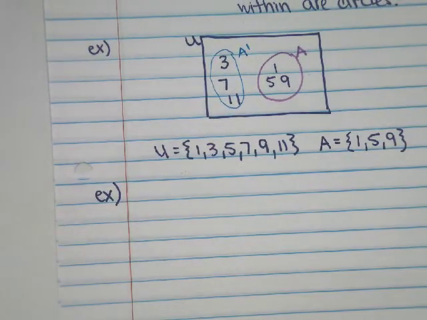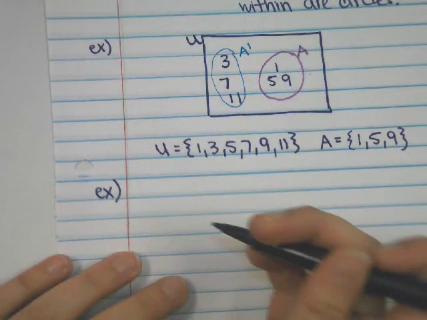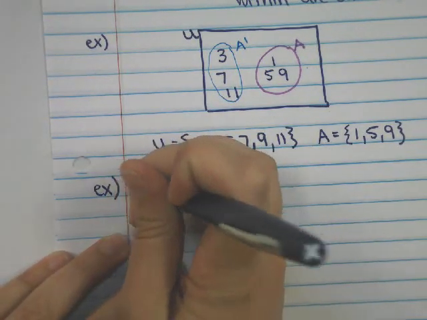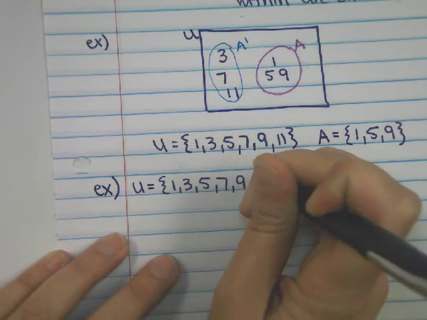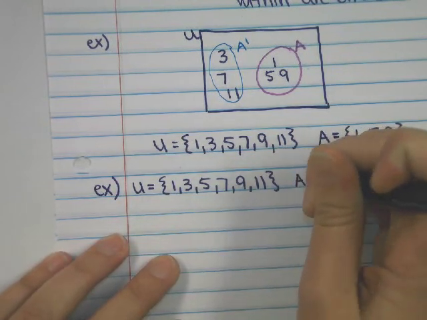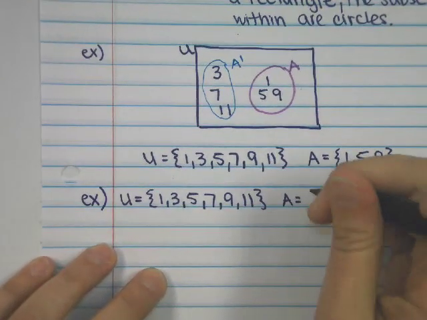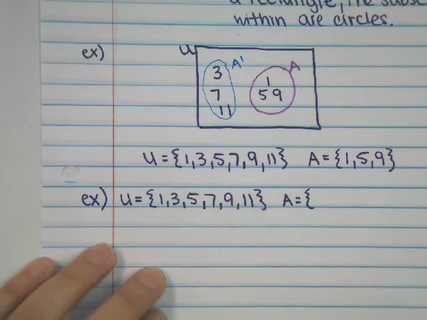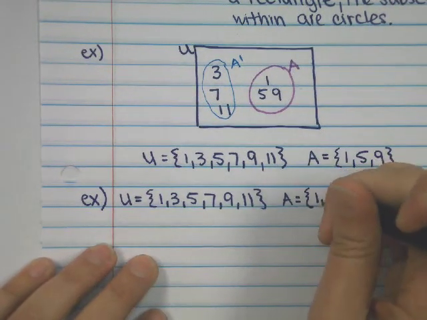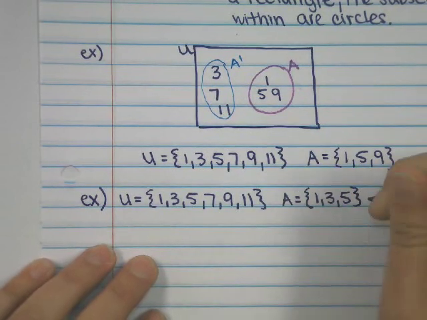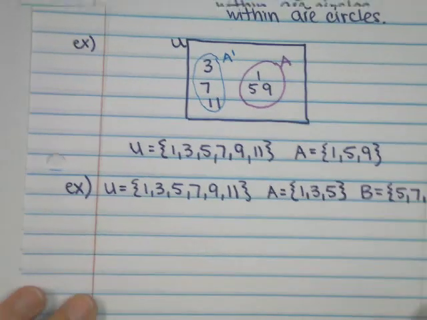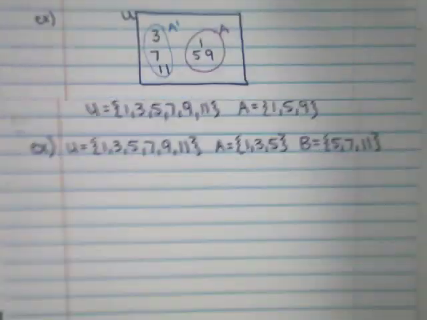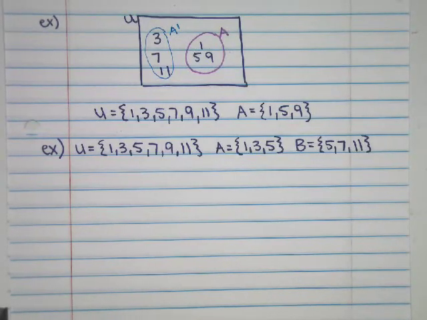Okay, let's add some more sets to our Venn diagram. So let's do our universal set, and let's leave it the same as it was above. This time I'm going to give you A, and I'm also going to give you B. So let's make A 1, 3, 5, and let's make B 5, 7, 11. So we want to represent this information on a Venn diagram.